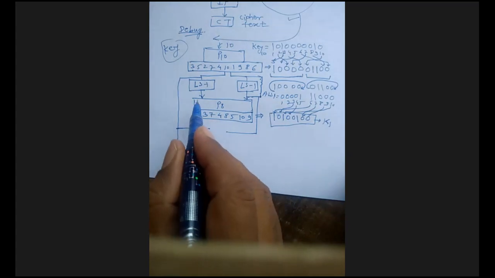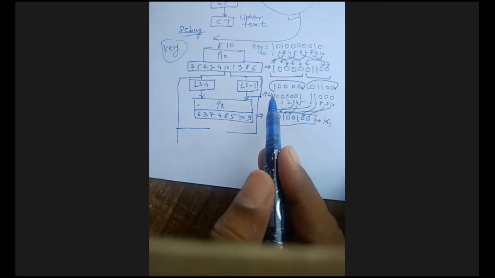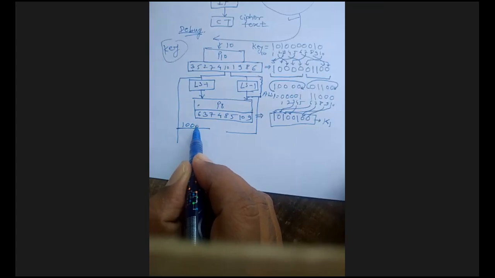So before swapping, what are the numbers there? When 1 0, that's how to consider. 1 0 0 0 0. See, these are the numbers.